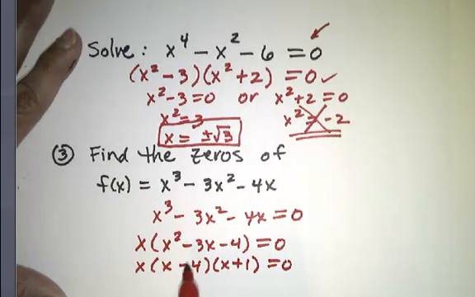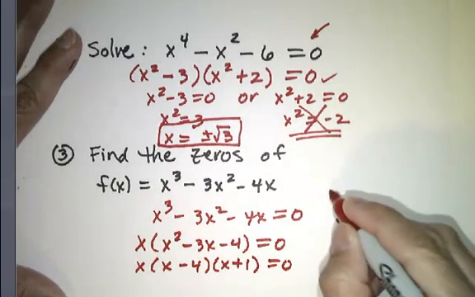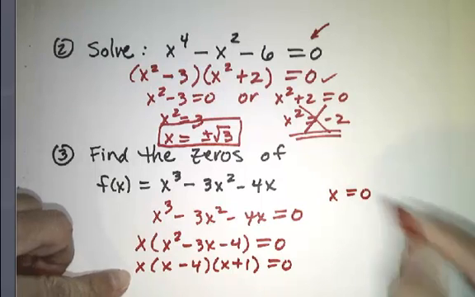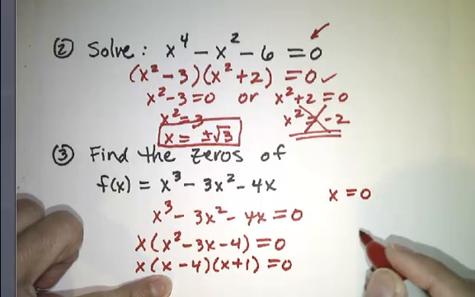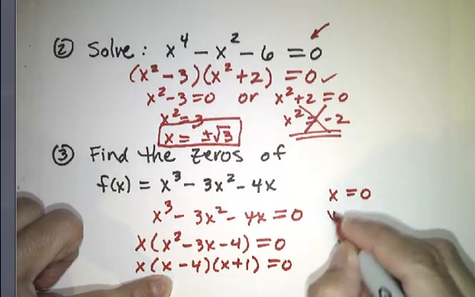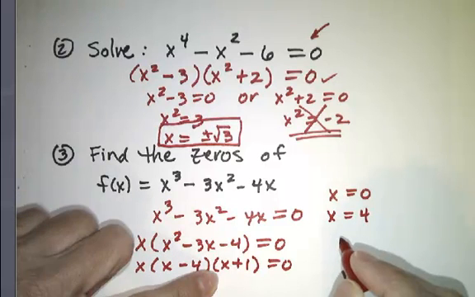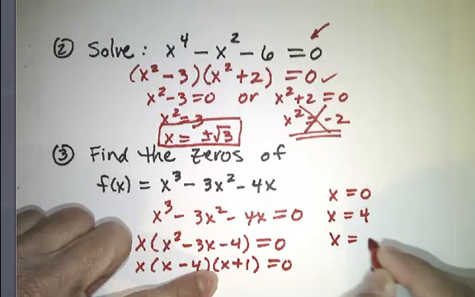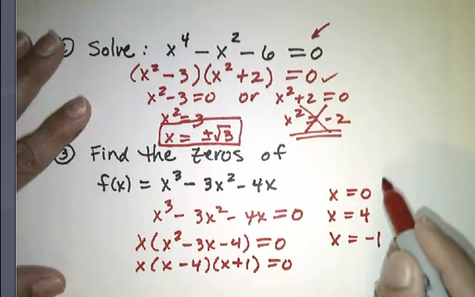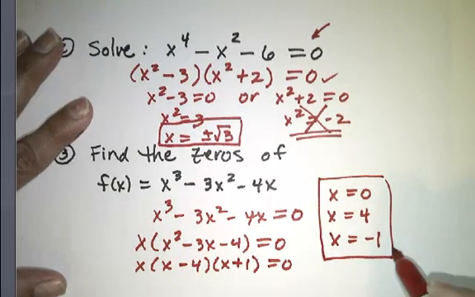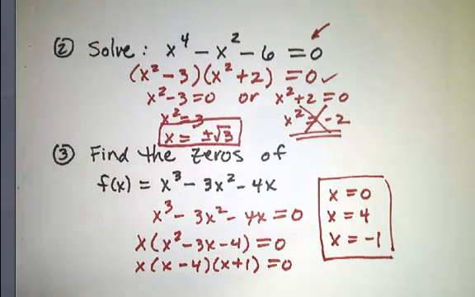I have three factors that I can set equal to 0. The first, x equals 0. The second, x minus 4 equals 0, or x equals 4. And the third, x plus 1 equals 0, or x equals minus 1. These are the zeros of this polynomial.